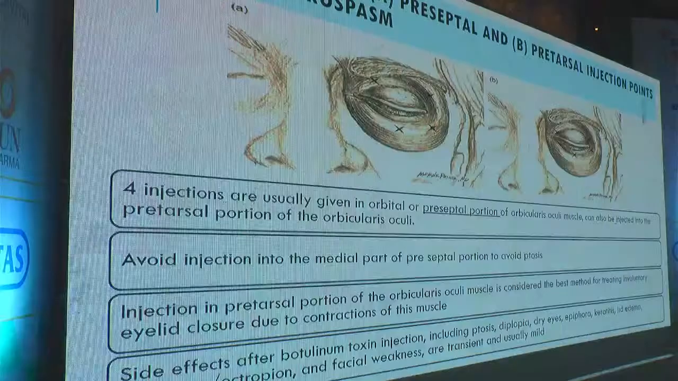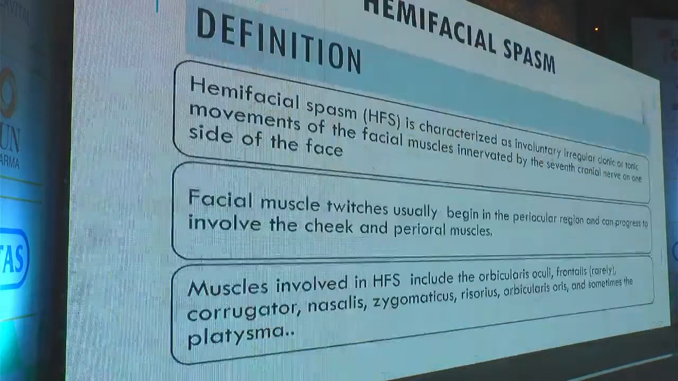So comparing the preseptal and pretarsal injection points, 4 injections, as I told, are usually given in the preseptal area. It can also be injected into the pretarsal. We avoid injections in the medial part, and the side effects, as we all know, are ptosis, diplopia, dry eyes, epiphora, keratitis, ectropion and entropion.